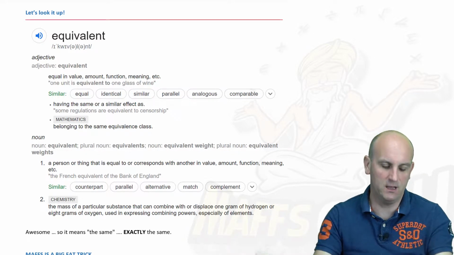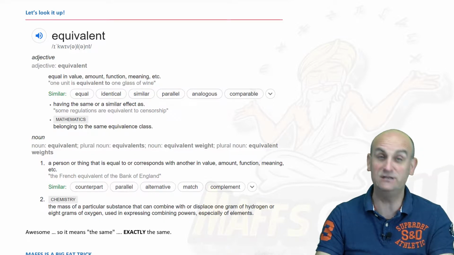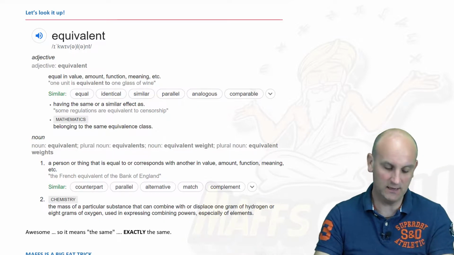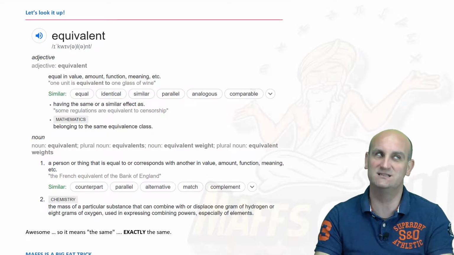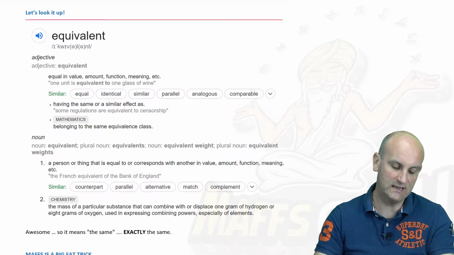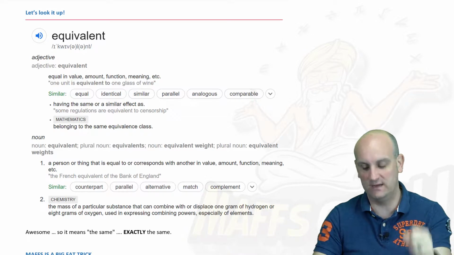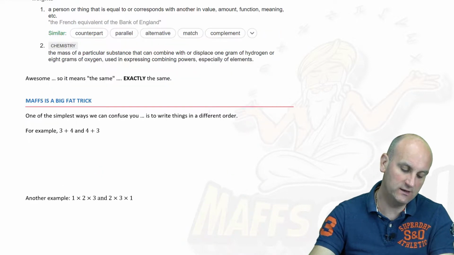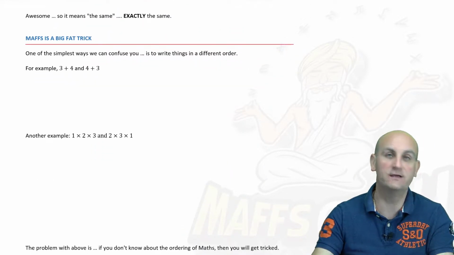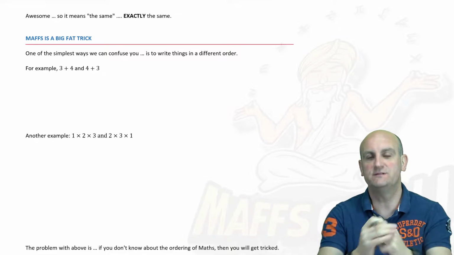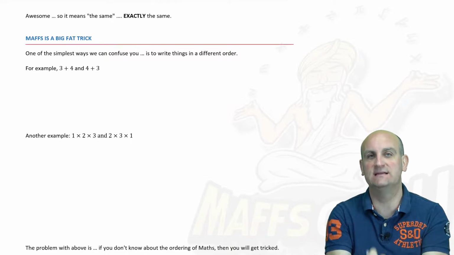Thank you, mother. Looking at equivalent, it's an adjective. That's very exciting. Thank you very much for telling me. I could hit that little button and play, but this is an image, so I can't. And what does it say? Equal in value, amount, function, meaning, etc. Equal in value. All of that means exactly the same. Yes. If it's equivalent, it has to be exactly the same.